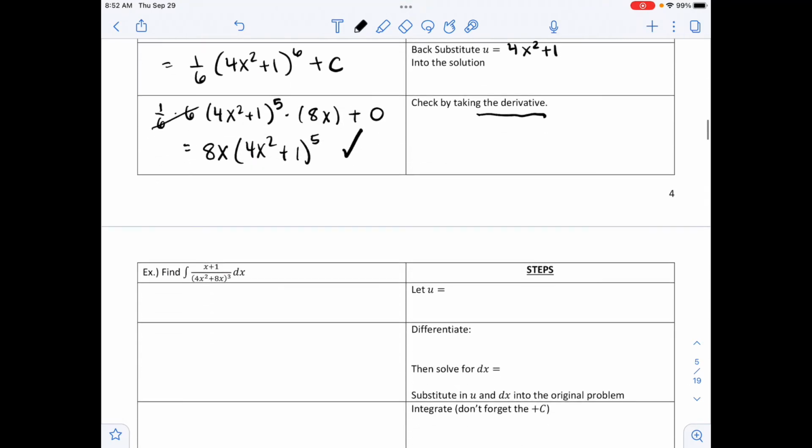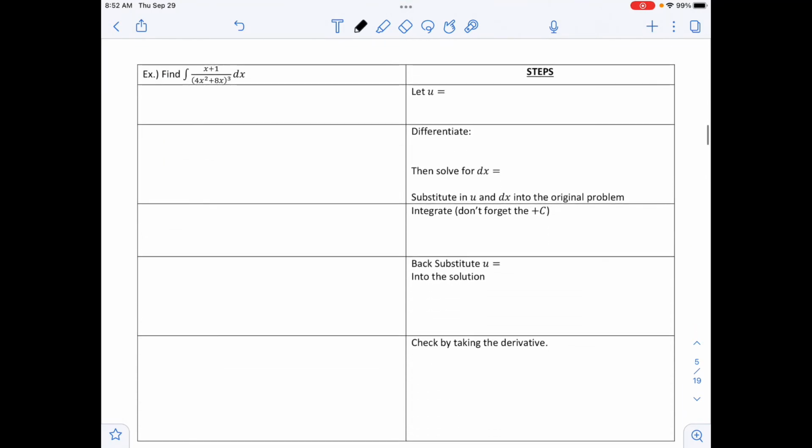So we have another example on the next page, and this one says find the integral of x plus 1 over 4x squared plus 8x raised to the third power. The first thing we're going to do is let u equal the inside function. This time the inside function is in the denominator. And so we're going to let u equal 4x squared plus 8x.